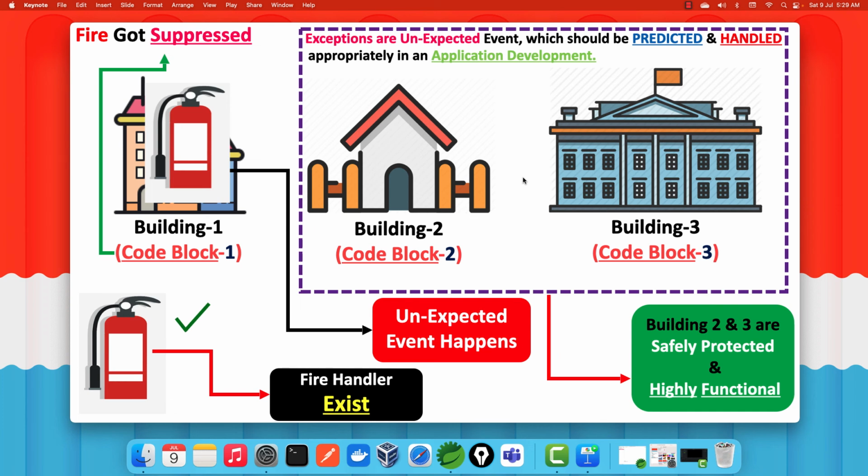So in this case, fire might occur, so we need to predict. That's why we need to have a fire extinguisher placed in each and every building. If we have a proper prediction of an exception, then we will have a solution for it. So we should predict it, and we need to handle it appropriately in application development so that at runtime the application will not fail.